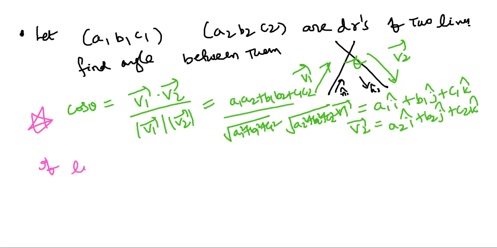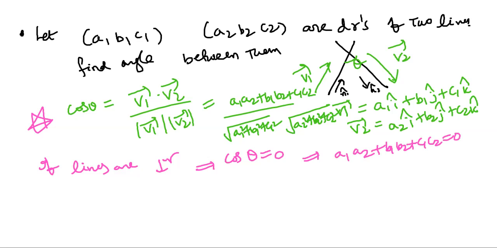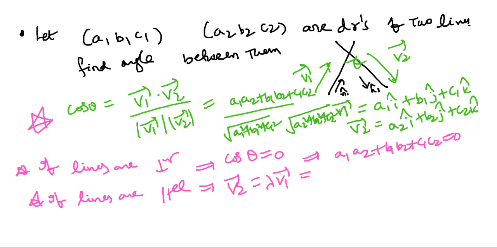Clearly again, if lines are perpendicular, then naturally cos theta equal to 0, which means the dot product A1 A2 plus B1 B2 plus C1 C2 equal to 0. If lines are parallel again, then V2 bar should be lambda into V1 bar. The same rule applies, and DRs are also in the same proportion: A1 by A2 is B1 by B2 is C1 by C2.